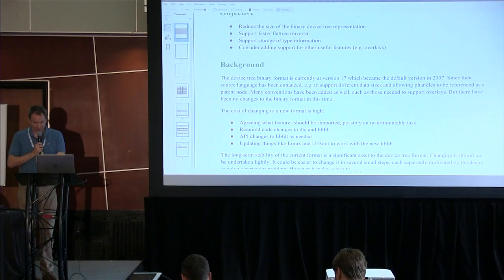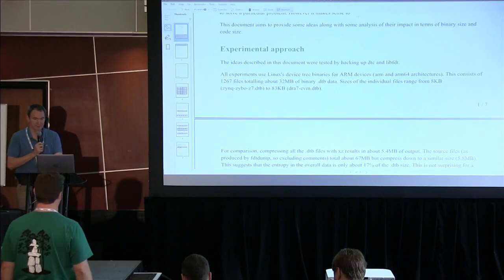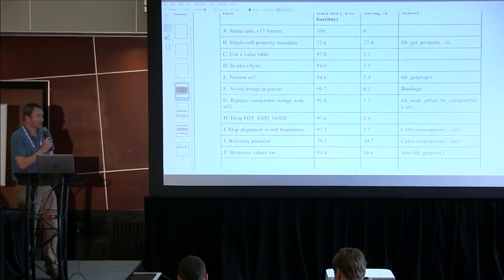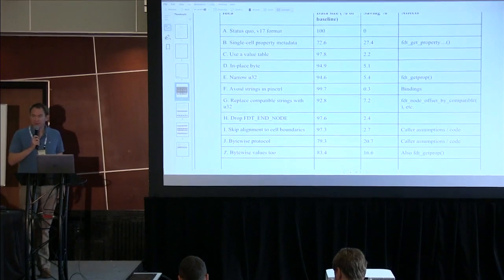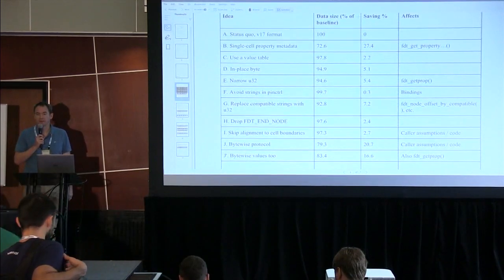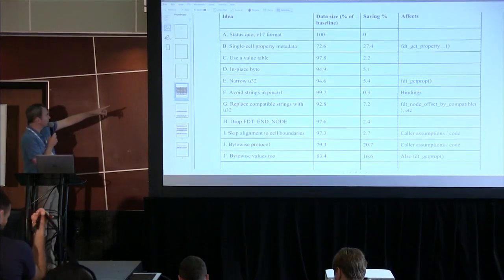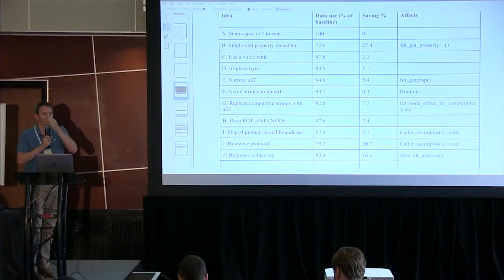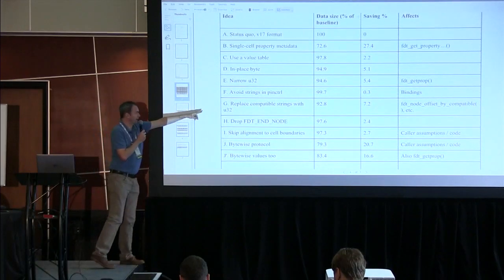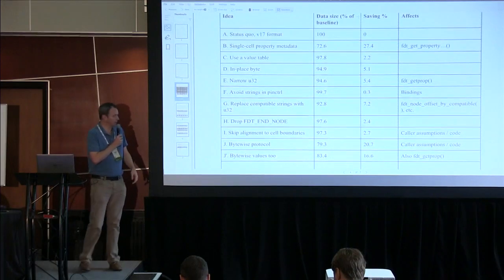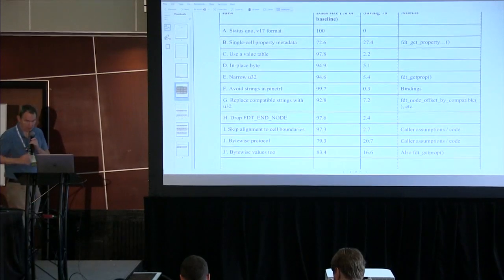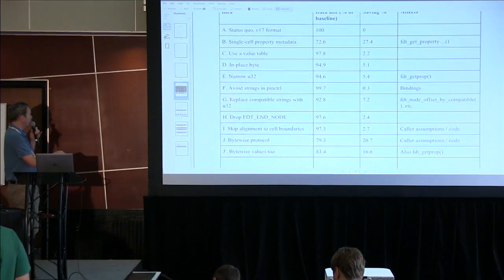Okay, so I think I was basically finished. I just wanted to show this table. This is from my experiments for how much impact each of these things has. You can see the saving column there. Having a single cell property for metadata saves quite a lot, and replacing compatible strings saves quite a bit. I get to the 40% by adding up B, D, and G. So that's the single cell properties, the in-place byte, and the compatible strings.